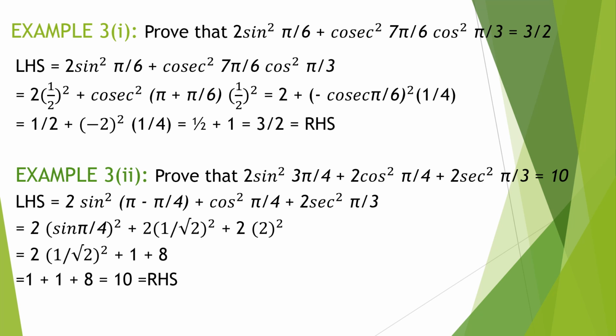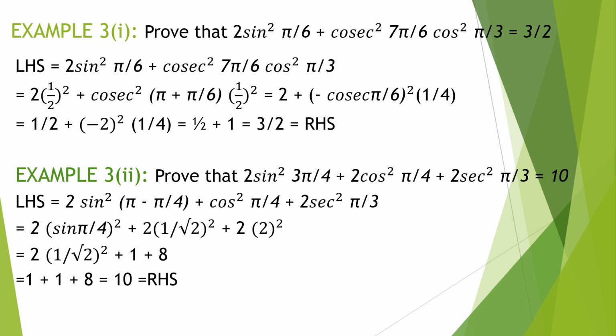The second case in example 3, prove that 2 sine square 3 pi by 4 plus 2 cos square pi by 4 plus 2 sec square pi by 3 is equal to 10. First we write the left hand side. This is equal to, now 3 pi by 4, can it be written as pi minus pi by 4? Yes. So pi minus pi by 4.